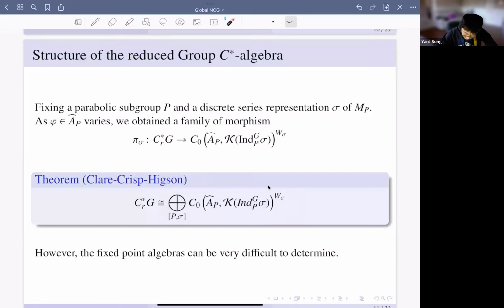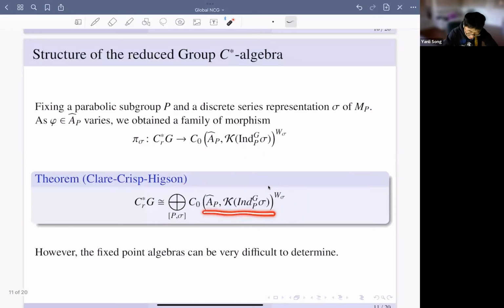The reason is that this W sigma, so this fixed point. The problem is that how the W sigma acts on this space is in general difficult to determine. That is the hard part. To understand this, although W sigma is just a finite group and this AP hat is just a Euclidean space, how the finite group, this Weyl group, acts on this space, what is the fixed point algebra, is still difficult to determine.